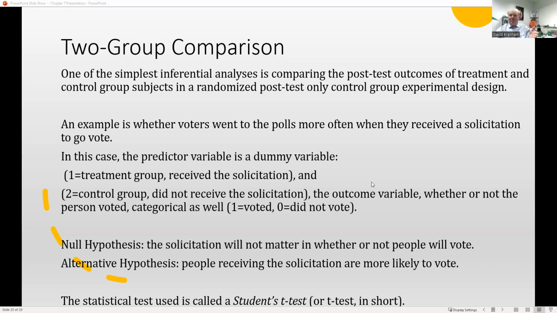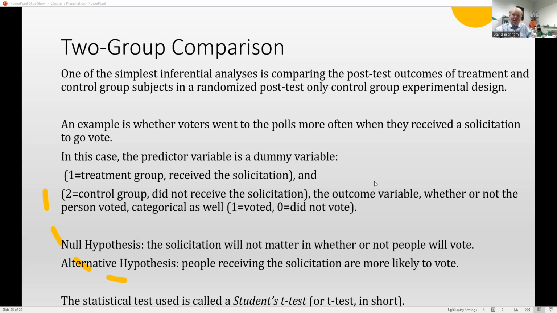So the null hypothesis would be that the solicitation doesn't matter in whether or not people will vote. Null hypothesis is you can give them the card if you want. It doesn't matter. It won't change whether or not they go vote. There's other things that may cause it, but not that card. So you have that. The alternative hypothesis is people who get that card are more likely to go vote. You remind them to go vote, they're going to go.